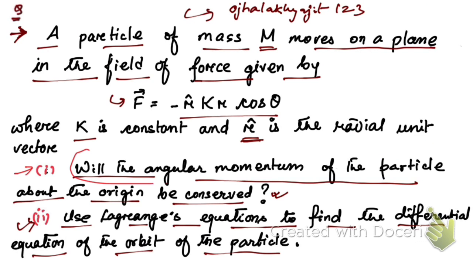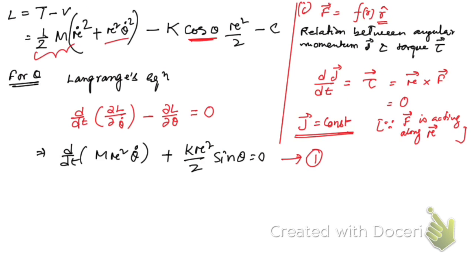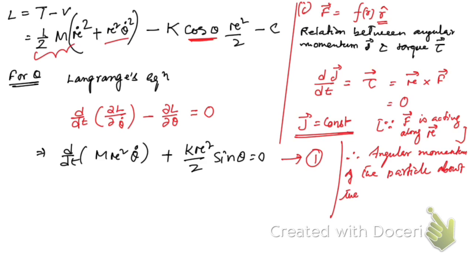Here it is: will the angular momentum of the particle about the origin be conserved? So here we conclude that yes, therefore the angular momentum of the particle about the origin is conserved, right? So that is the answer to the first part of the question.